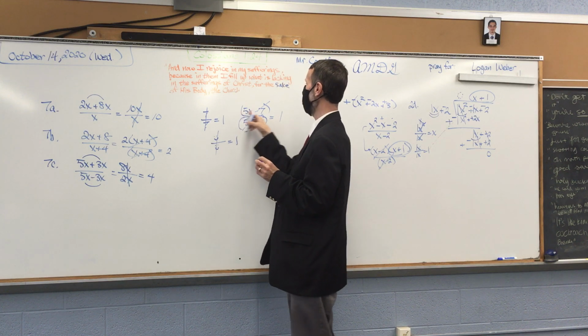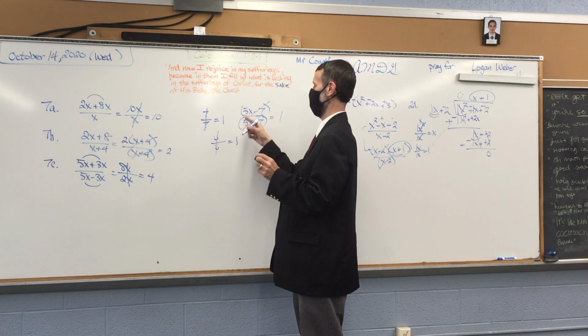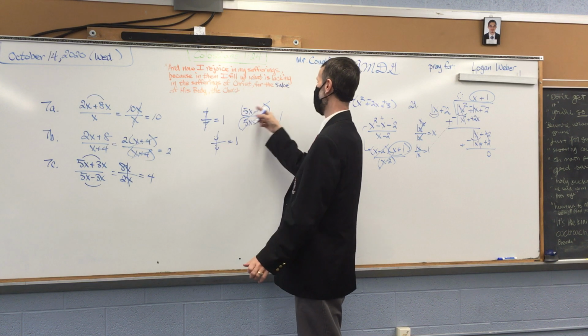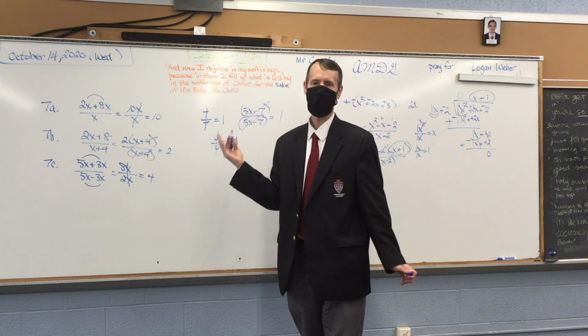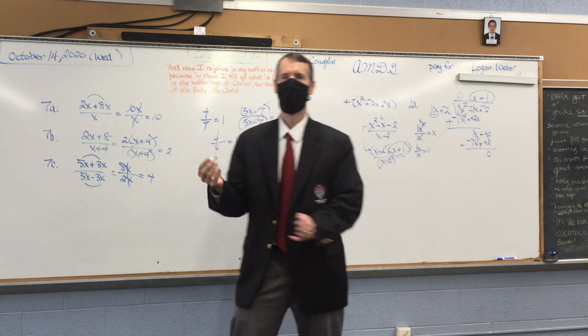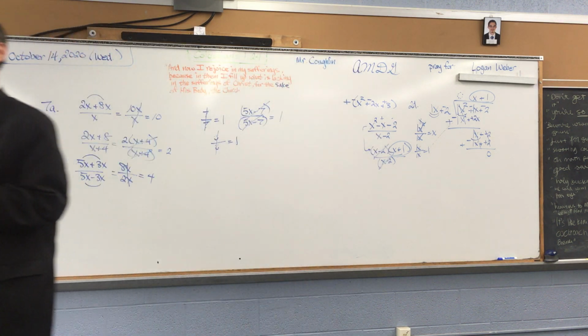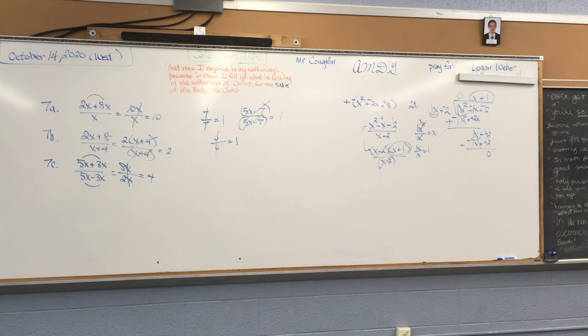It's basically saying 5x minus 7 divided by 5x minus 7, it's going to be 1. How many times does it go in? Well, it goes in once. 10 divided by 10 is 1. A billion divided by a billion is 1.